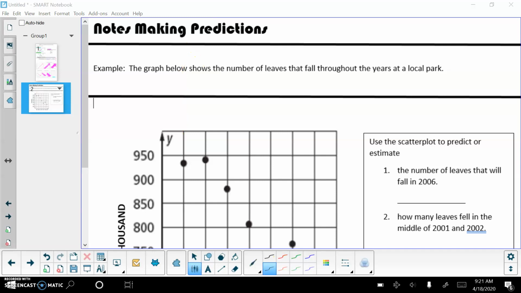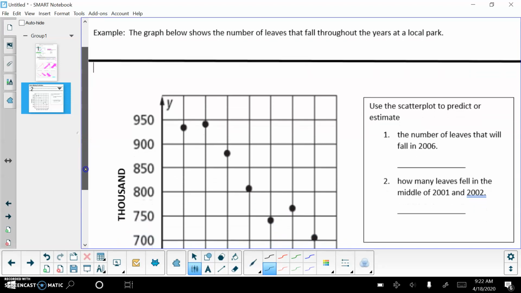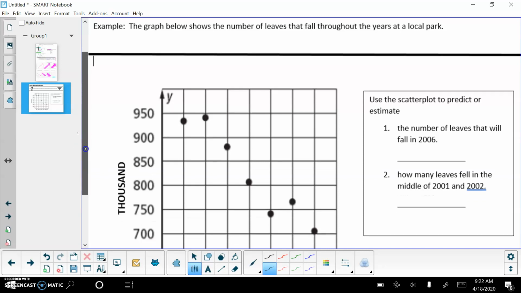Hello, this is our tutorial on scatter plots. We previously did one on scatter plots with correlation, and we are going to review that today as well, but we're going to extend that to using scatter plots that have a real world scenario or situation that they're depicting and using the scatter plots to make a prediction. So I'm going to look at this first one. I'm going to scroll down a little bit. It says the graph below shows the number of leaves that fall throughout the years at a local park.